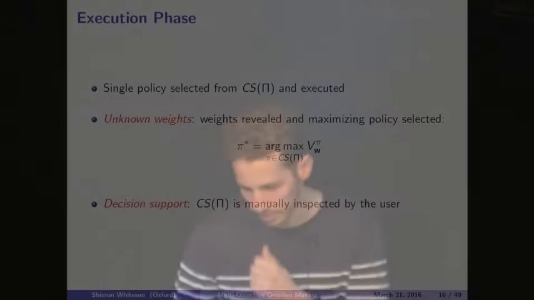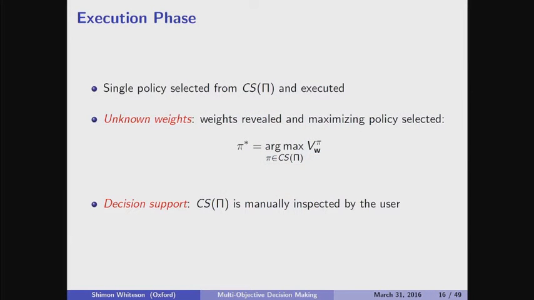Okay, so what we're trying to find then is the coverage set. Once we found this coverage set, then in the execution phase, we're going to use that coverage set to figure out which policy to actually execute. In the unknown weight scenario, the weights are revealed to us, and then we can just select the maximizing policy by performing this argmax. We just iterate over the policies in our coverage set and find the one that has the largest value scalarized according to the weights which are now known.